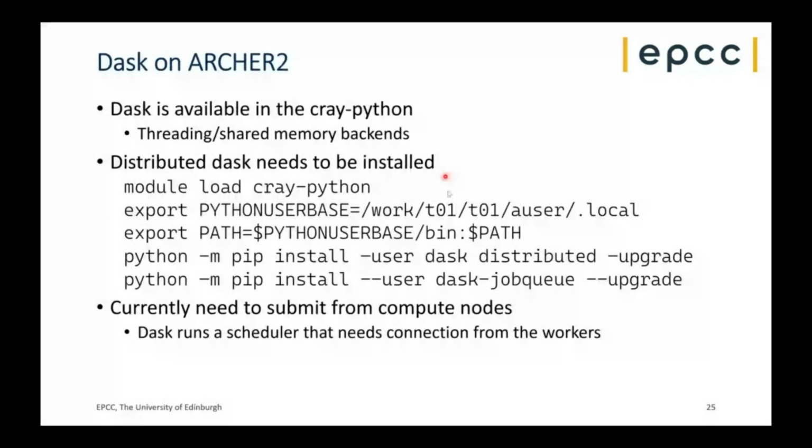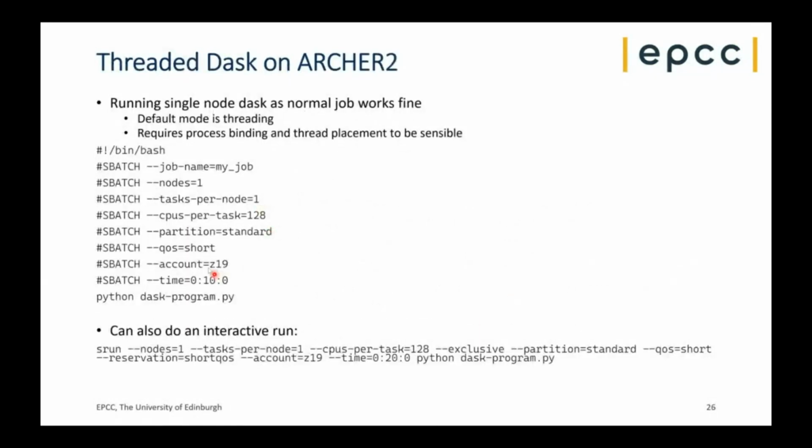As we've already seen, we just have to follow this standard Python approach to installing Dask distributed and job queue. The normal Dask is already there for you. And because normal Dask is already installed for you, then you can just run it as normal. So just Python Dask program, stick it on a compute node, and away it goes. Or you can, as we've seen before, do interactive job submissions of your Dask programs.